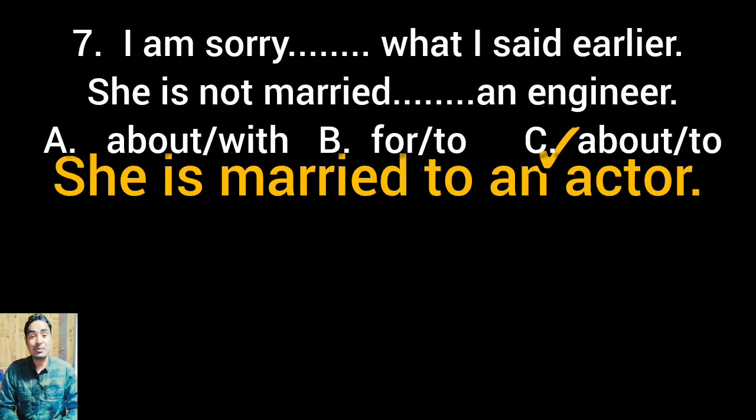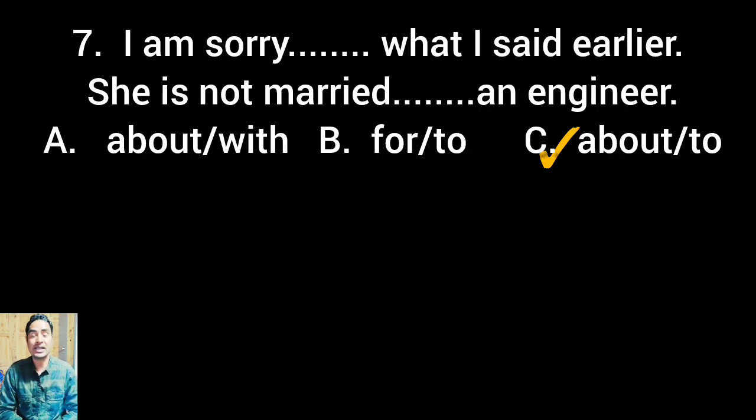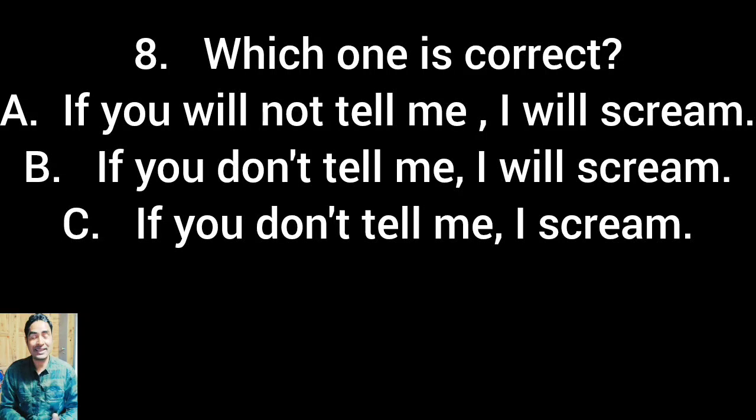But when married is used as an adjective, in this case we use to. She is married to an actor. She is married to a doctor. Married has been used over here as an adjective. When marry is used as a verb, we don't use a preposition. It's a transitive verb. Let's get to the next question.